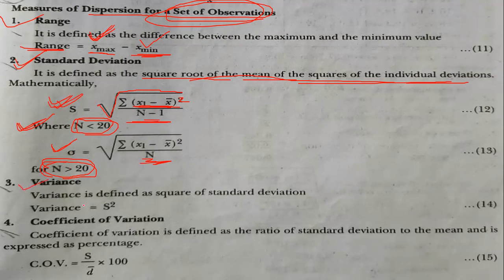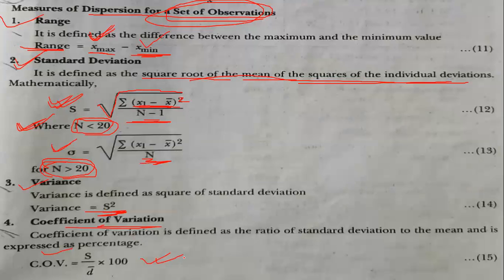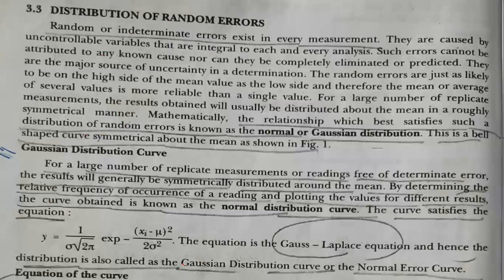Okay, what is variance? Variance is a square of standard deviation. What is the coefficient of variation? So coefficient of variation is that standard deviation upon d bar into 100. Standard deviation upon d bar into 100. d bar कुठे कॅल्क्युलेट केलेला आहे तुम्ही? त्या ठिकाणी d bar कॅल्क्युलेट करता. Okay, so that is what coefficient of variation.